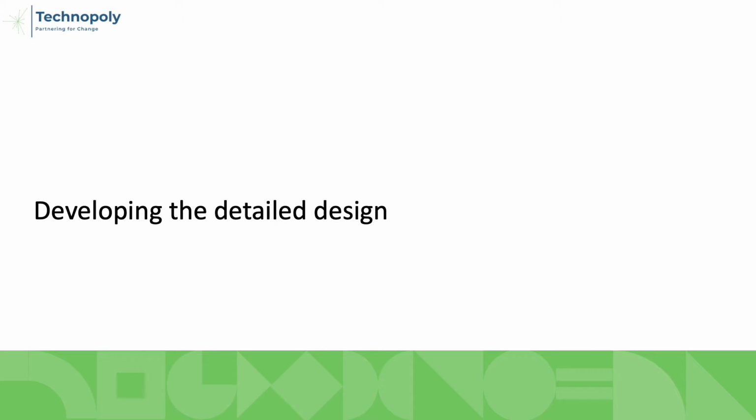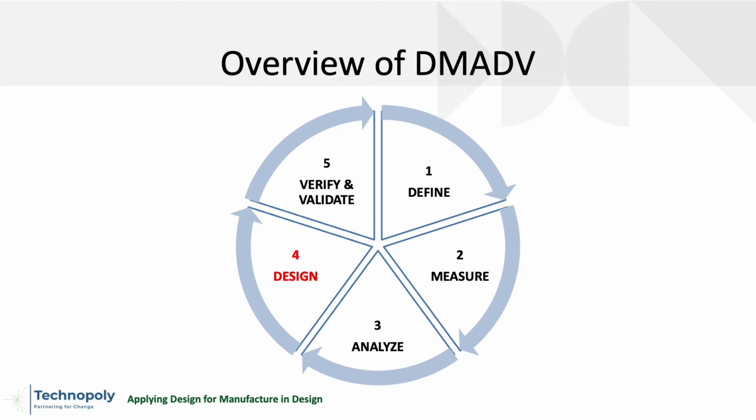The fourth step of our DMADV is our design. In the design stage or step, we talk about developing the detailed design out of the concept that we have started in our analyze step. The design step is where we talk about what are the important detailed ideas that would ensure that the design, product, or process will now be executed.